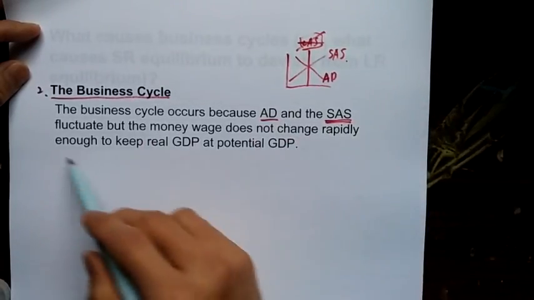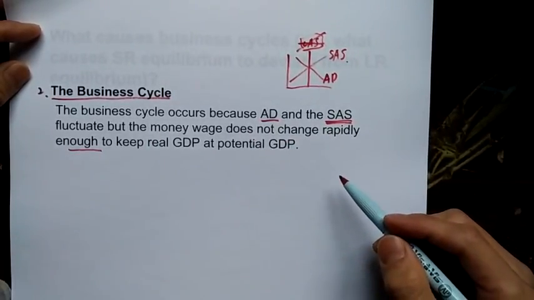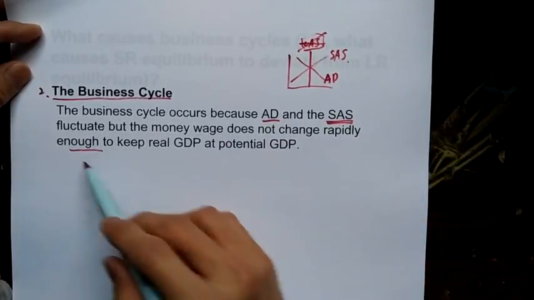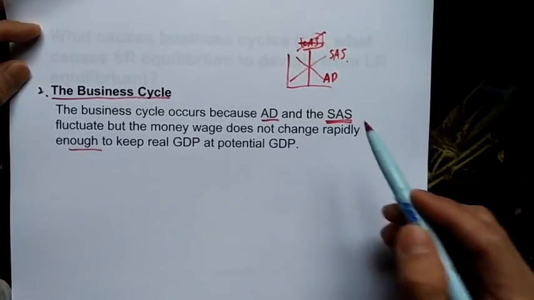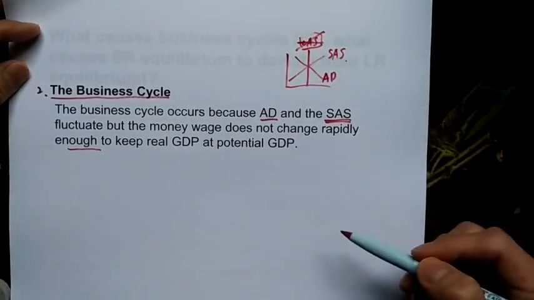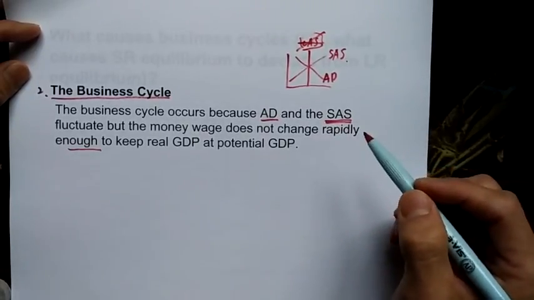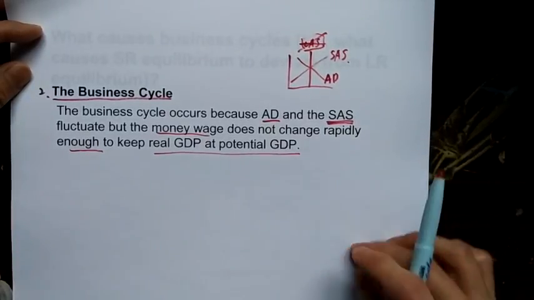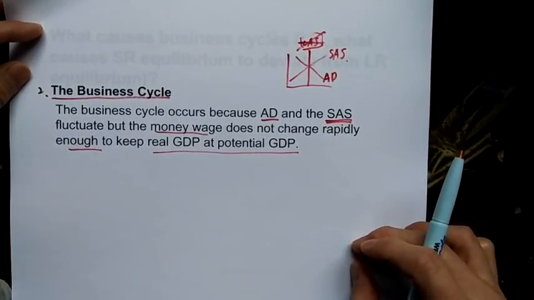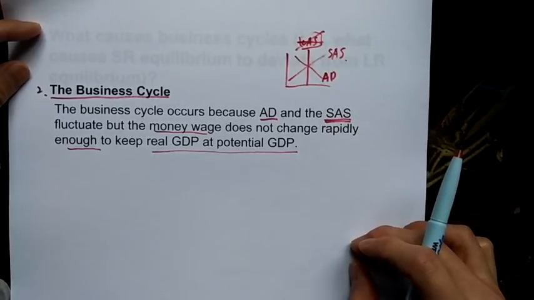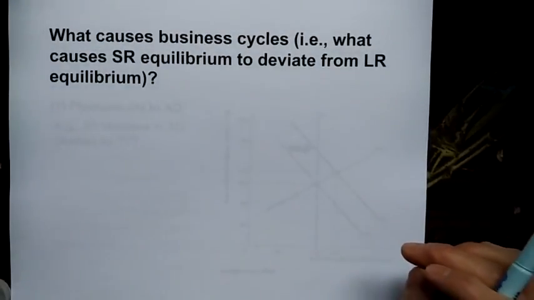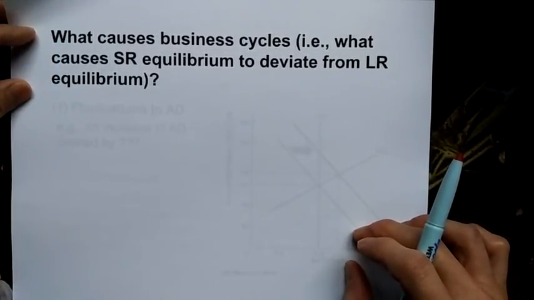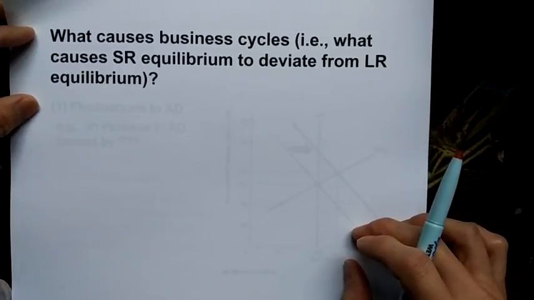Money wage does not change rapidly enough. Why? If money wage changes proportionally to the change in the price level, then that will be in the long run, right? But in the short run, nominal wage does not change rapidly to keep real GDP at potential GDP. Then we will see fluctuations in the economy. So what causes the business cycle? That is, what causes the short-run equilibrium to deviate from the long-run equilibrium?